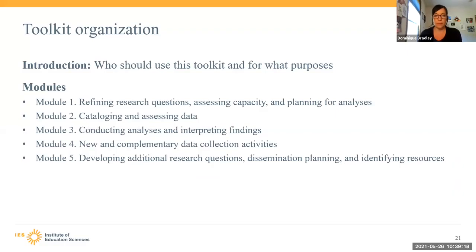So just to briefly give you an overview, we'll go a little bit more into depth with Susan later, but there are 5 modules, as you can see on the screen right now. Each module represents a step in estimating learning changes, either quantitatively or qualitatively. Module 1 is really about refining and finding those research questions. Module 2 is assessing your data. Module 3, conducting analysis and interpreting quantitative findings. Module 4 is about new data collection, mostly qualitative. And then module 5 can be used for planning.